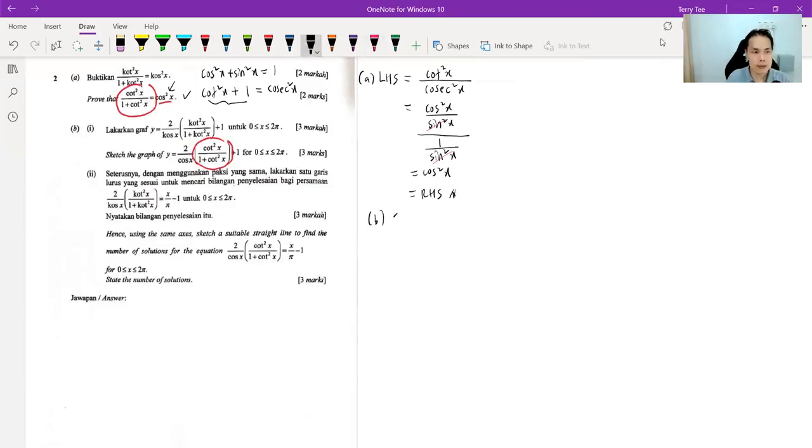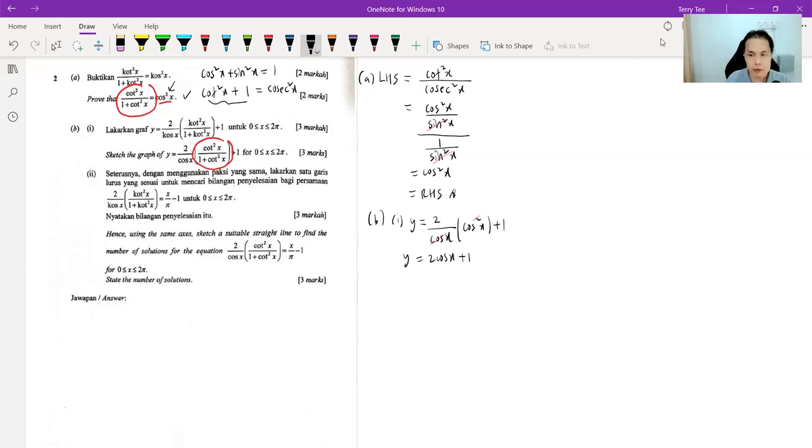So we're going to replace this entire thing with cos squared. So what we have here, B Roman 1, is y equals 2 over cos x. This entire thing is now cos squared x. And then you have a plus 1. Now, as we can cancel cos and cos square, I'm left with y equals 2 cos x plus 1.